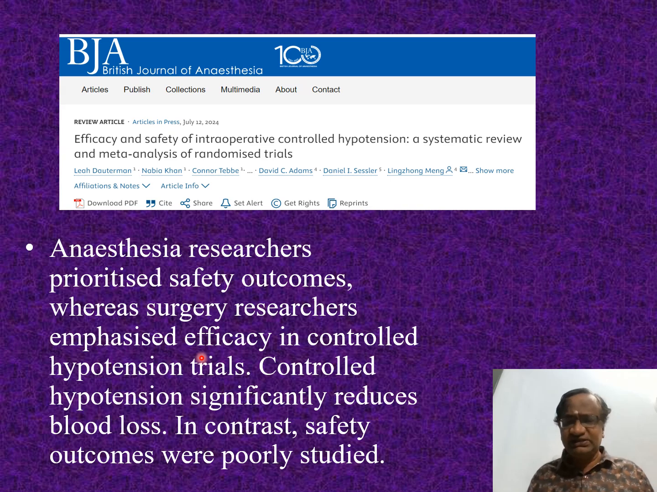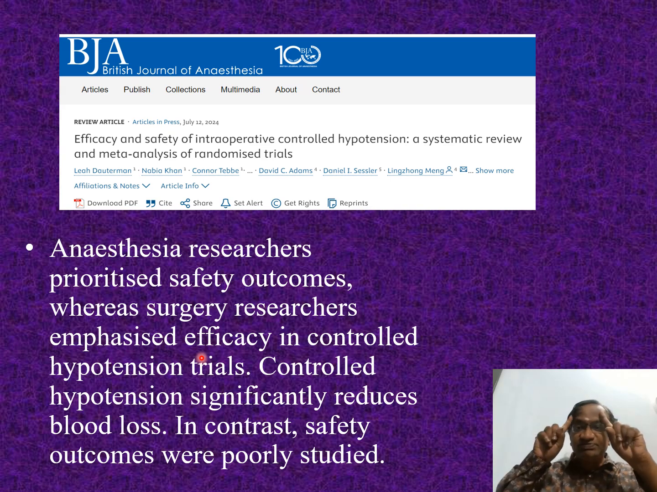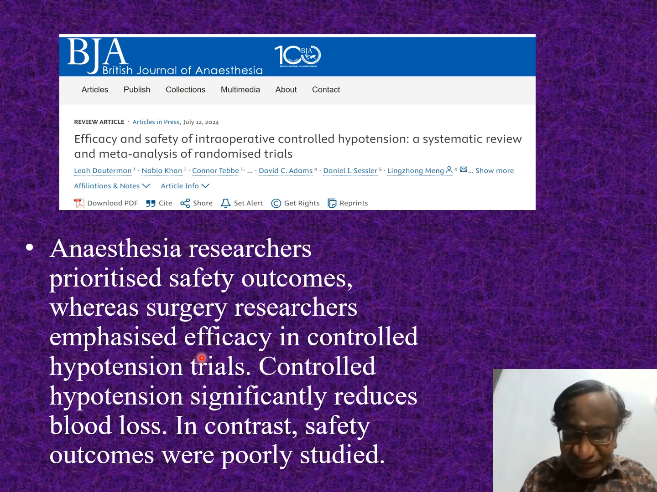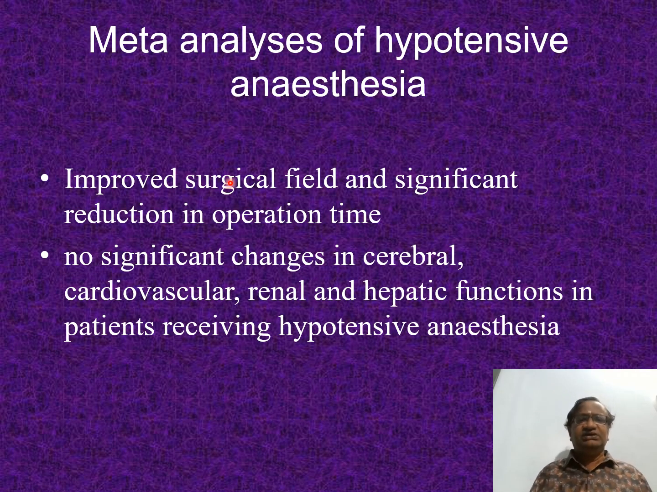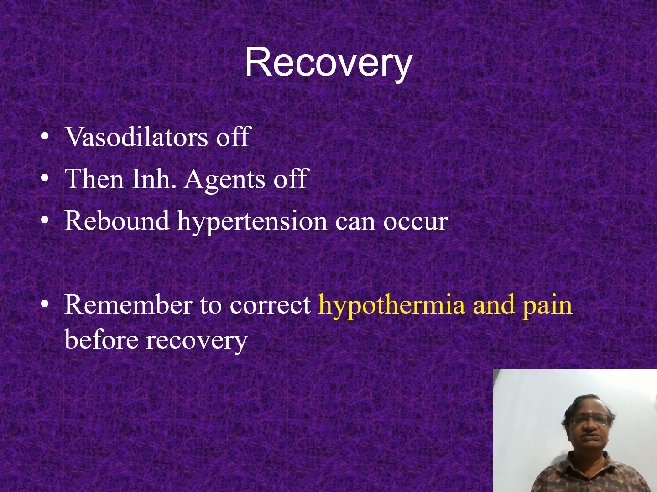The problem with the surgeon is that the surgeon wants a good field, no bleeding. But for the anesthesiologist, our priority is always patient safety, patient safety. So there are a lot of trials about the surgical field, bleeding, all these things, but very few studies about safety outcomes. Improved surgical field and significant reduction in bleeding, but no significant changes in hepatic function. This is a meta-analysis of hypotensive anesthesia.